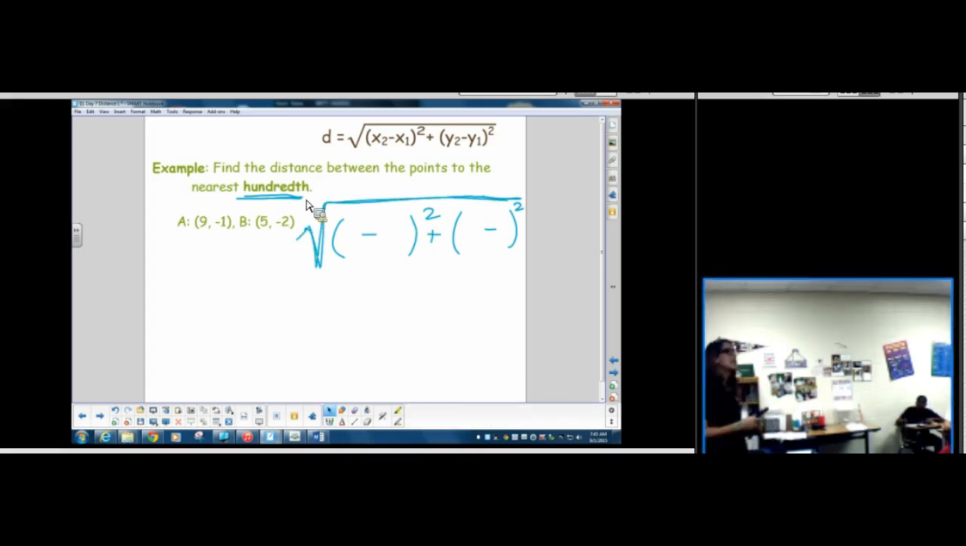Do you have to memorize the distance formula? No, you actually don't. I thought I said that yesterday. You do not have to memorize it. You just have to know how to use it. I need to see that you can make sure that you know.